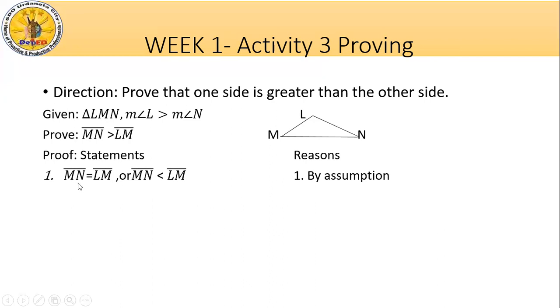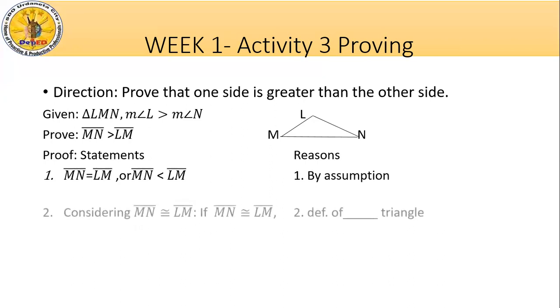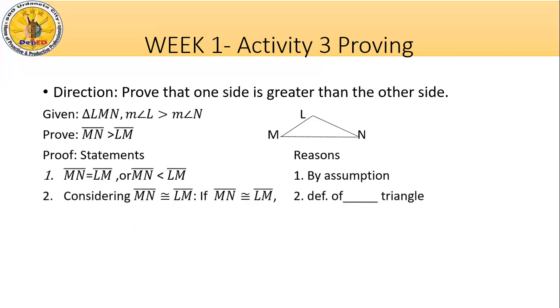So in your module, meron nang naka-statement number 1 at reason number 1. So here we use the indirect proof. We assume that MN is equal to LM or MN is less than LM by assumption. Given na yan sa module. So to answer statement and reason number 2, considering MN is equal or congruent to LM, if MN is congruent to LM, then triangle LMN is what kind of triangle?